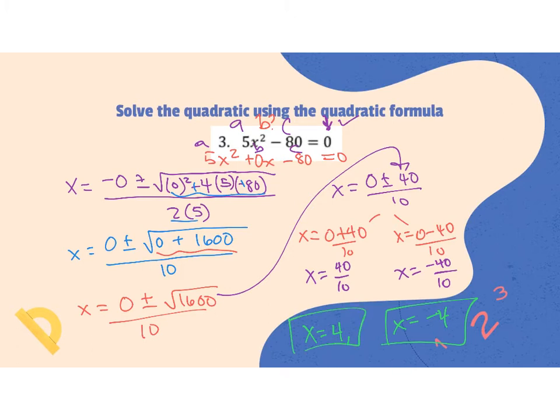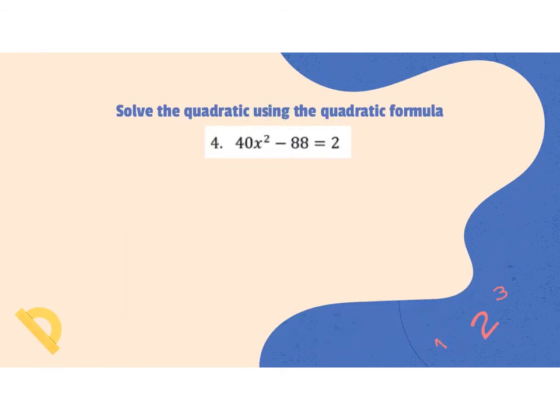So bottom line is, if you don't have a zero term, or if you're missing a term, fill it in with a 0. All right, so let's take a look at number 4. So in number 4, I have 40x squared minus 88 is equal to 2. There's a couple of problems going on here. First of all, I notice that this is set equal to 2 and not 0, which means I need to subtract my 2 to make that go away.